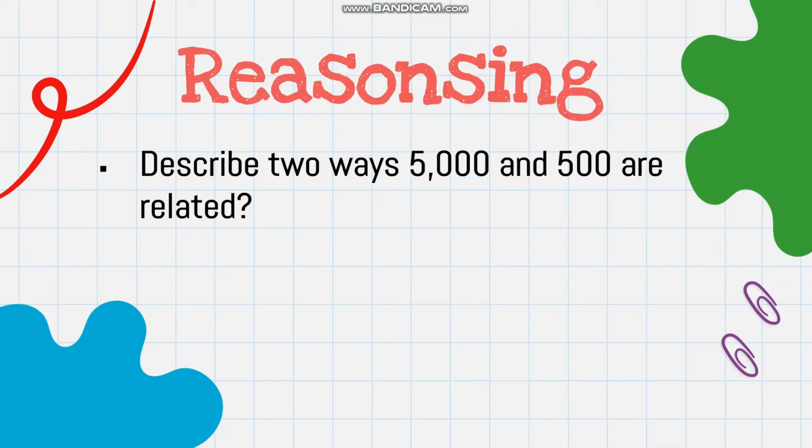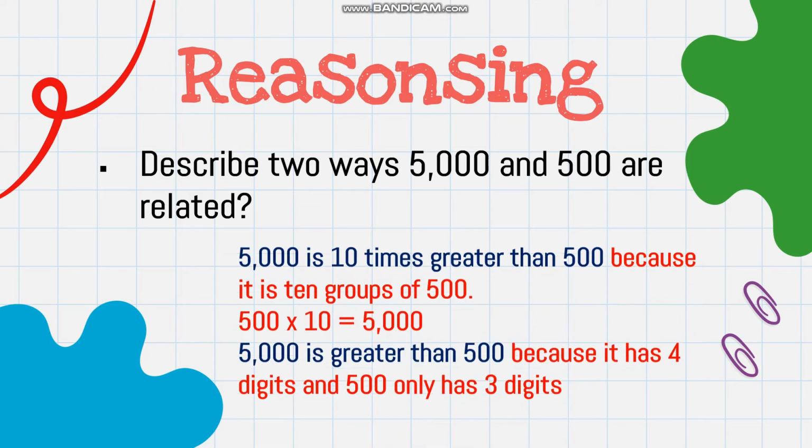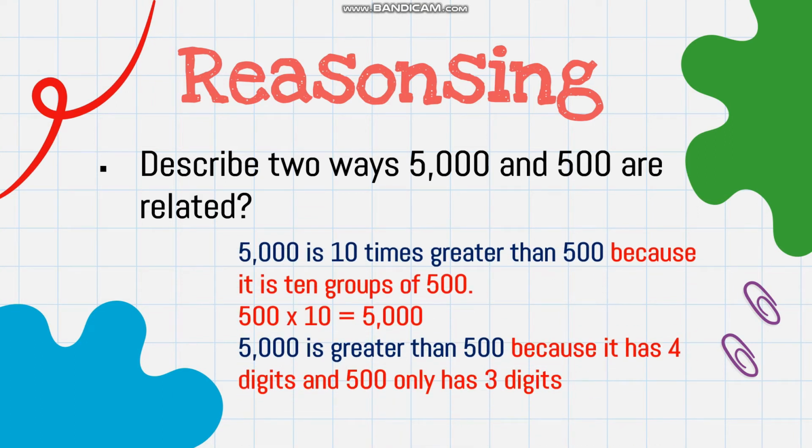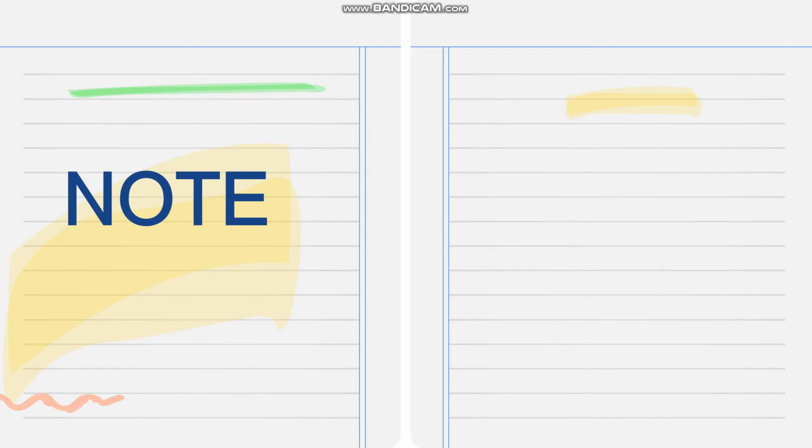Now, describe two ways 5,000 and 500 are related. So 5,000 is 10 times greater than 500 because it is 10 groups of 500, or 500 multiplied by 10 is equivalent to 5,000. And 5,000 is greater than 500 because it has 4 digits and 500 only has 3 digits. Take note of this.